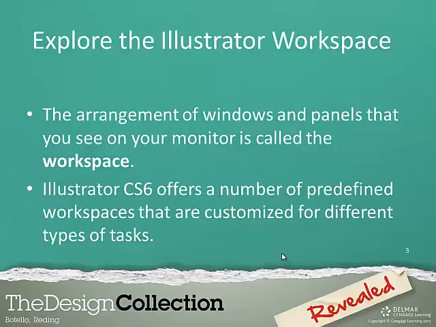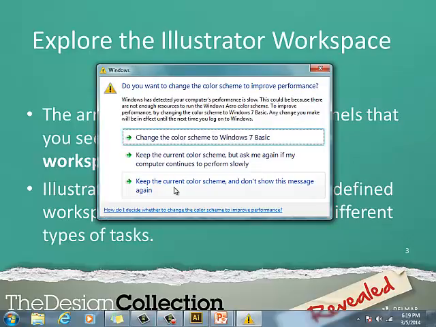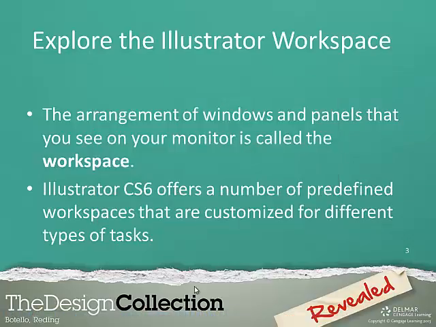The arrangement of windows and panels that you see when you bring it up on your monitor is called the workspace. The Illustrator workspace features the following areas: the artboard, the pasteboard, menu bar, control panel, tools panel, and a stack of collapsed panels along the right side of the document window. Illustrator offers a number of predefined workspaces that are customized for different types of tasks, such as typography, which is for type or text.